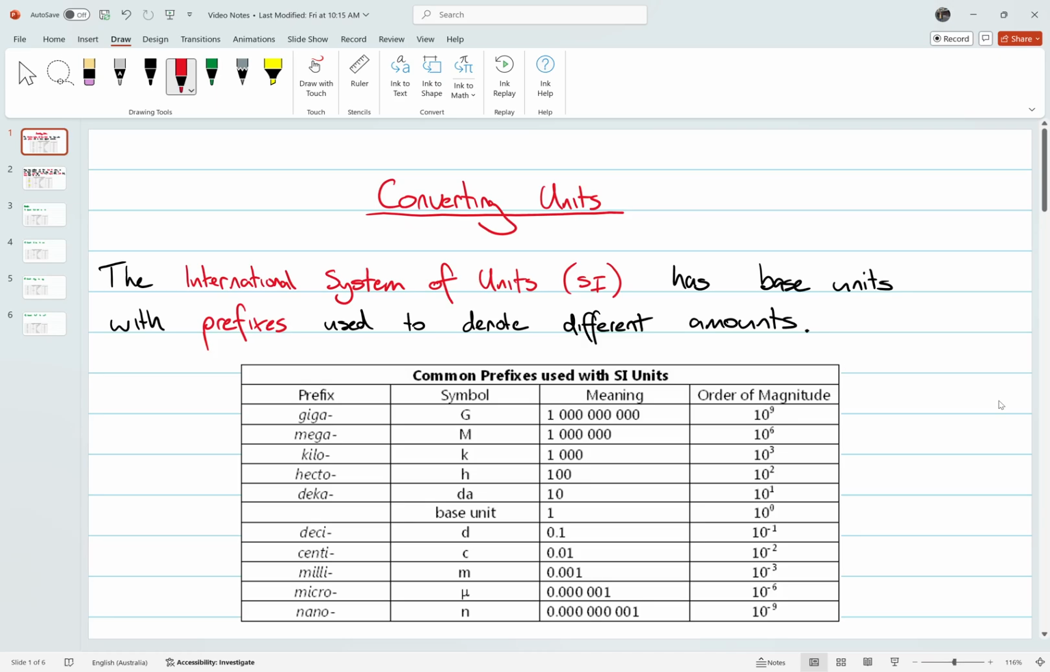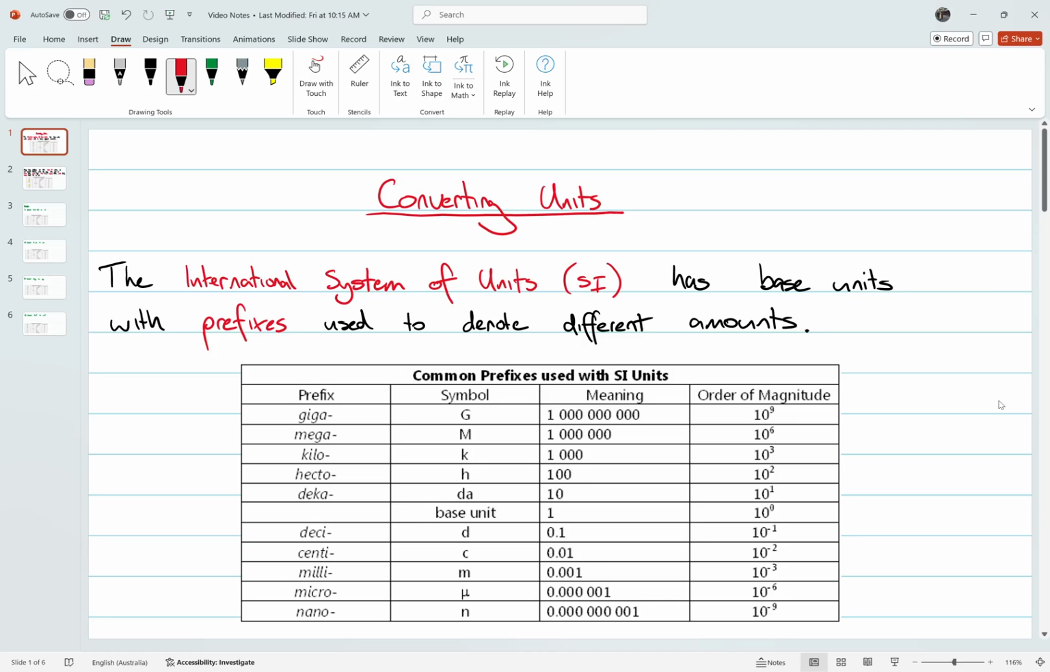So the International System of Units, abbreviated as SI, and if you're wondering why it's SI and not ISU or something, it's because SI comes from the French abbreviation, which I'm not going to say in this video. I don't know how to speak French. But it has base units with prefixes used to denote different amounts.